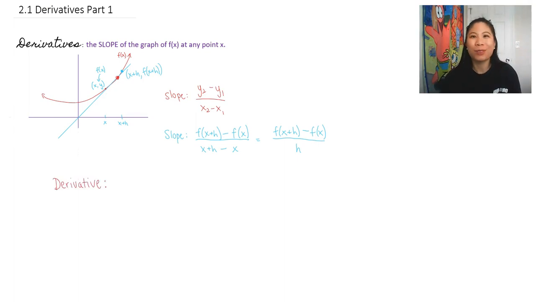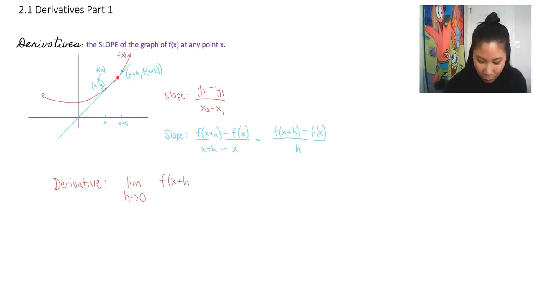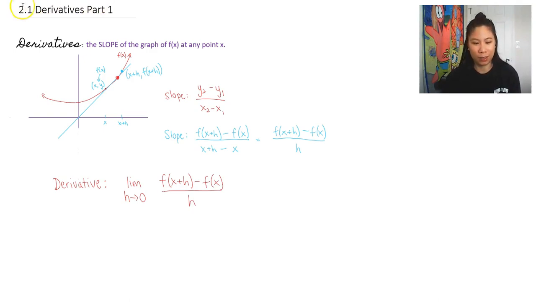So I'm going to use limits. If I can find the limit as h approaches 0, so that distance between x and x plus h, if h could be as close to 0 as possible, and then I use that on the difference quotient, then that'll get me the most accurate possible slope of the curve at the given point x.